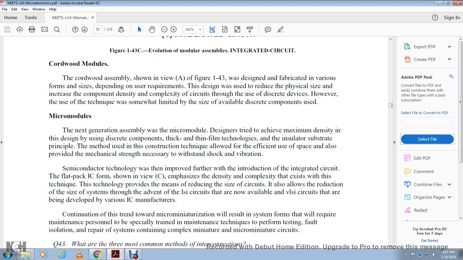Semiconductor technology has improved the integrated circuit further, with a flat-back integrated circuit form, with the emphasis on density and the complexity that exists within the technology. The technology produced a need for reducing the size of the circuit, along with the reduction of the size of the circuit.